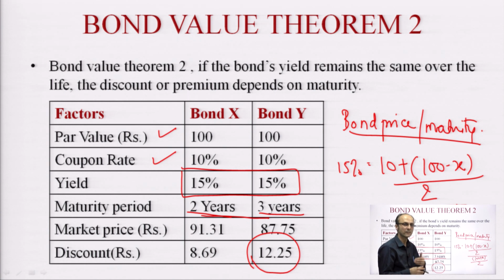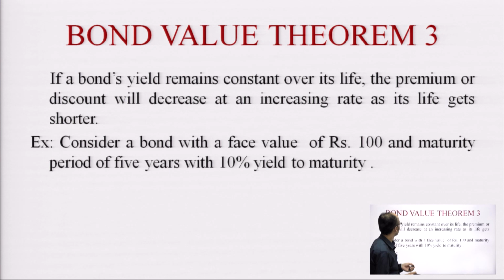It means as the maturity prolongs, the uncertainty element kicks in and the discounting factor, the value of the bond actually declines more. Now we will be discussing the third theorem. The third theorem is, if the bond yield remains constant over its life, the premium or the discount will decrease at an increasing rate as its life gets shorter.